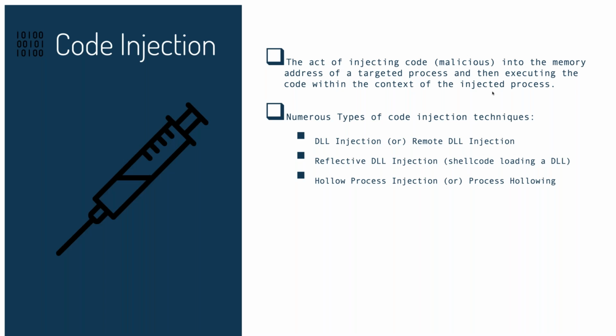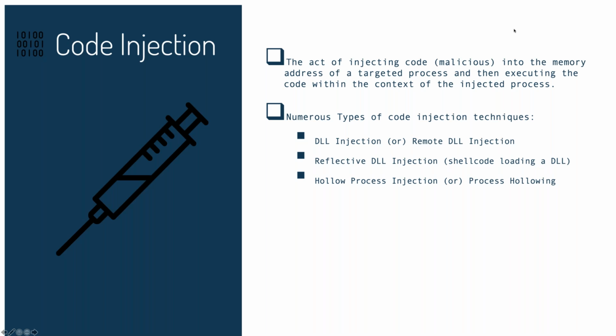Like I said, we'll loosely define code injection just for the purpose of this webinar. Essentially it's the act of injecting code, in our case malicious code, into the virtual memory address of a targeted process, and then executing that code within the context of that injected process. It's a mouthful, but the next slide will break that down in more detail. There are numerous types of code injection.